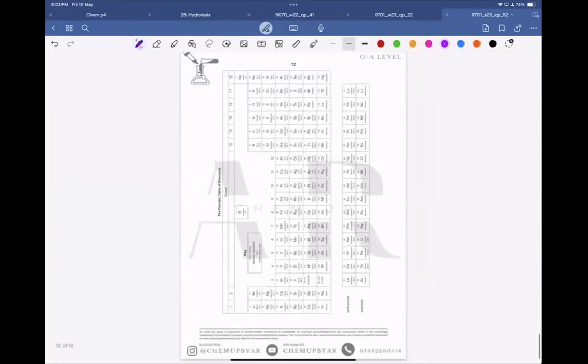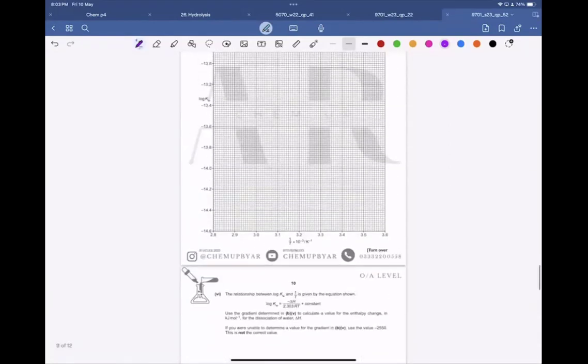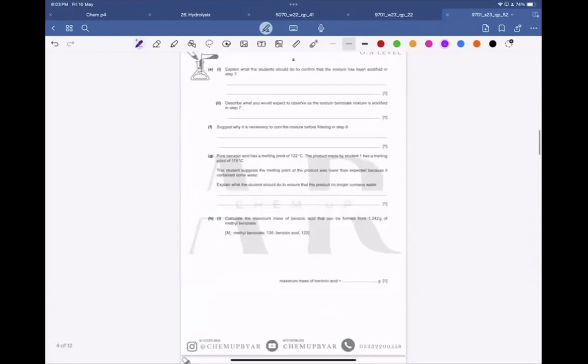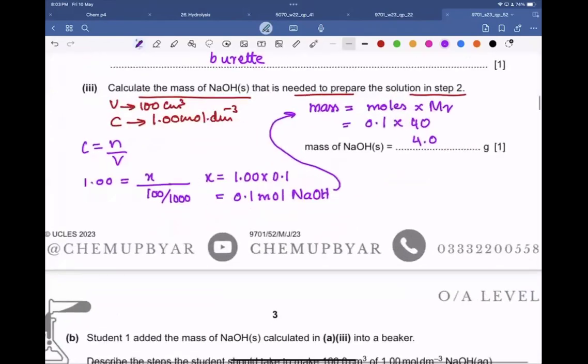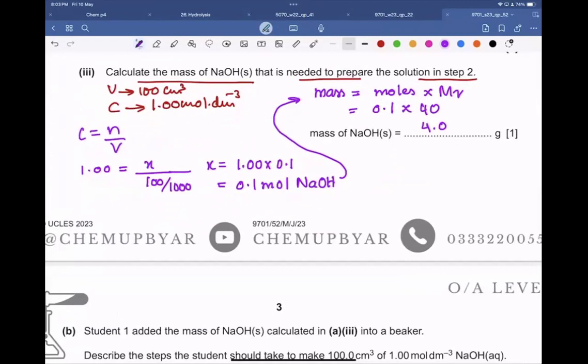Yes, see, it is given, okay? Otherwise, they have given you the MR over the AR of the elements over here in the question.